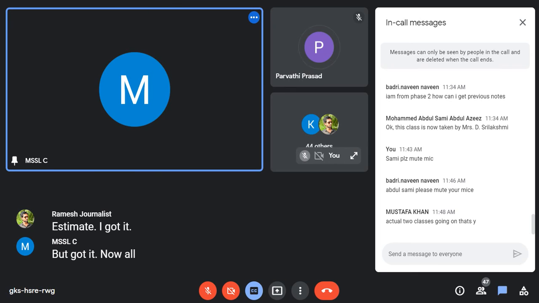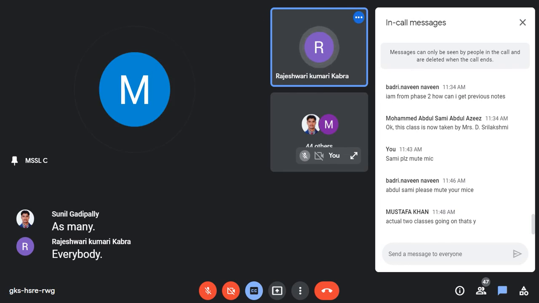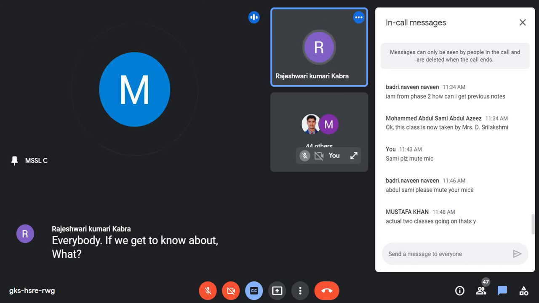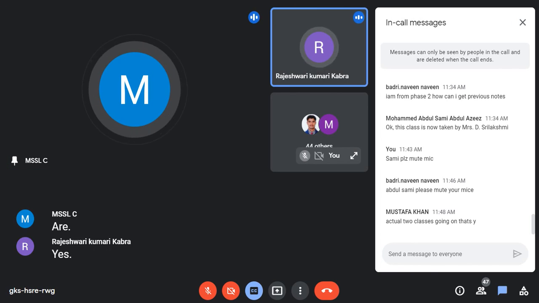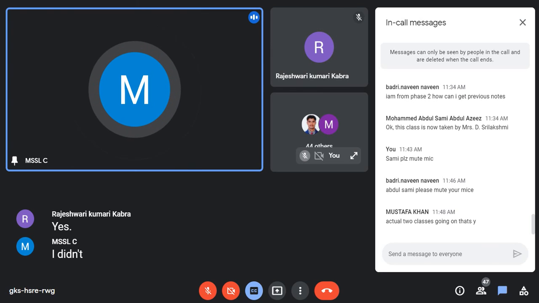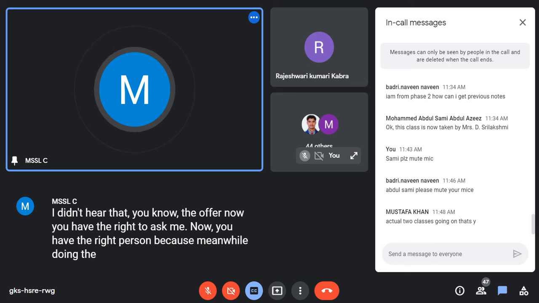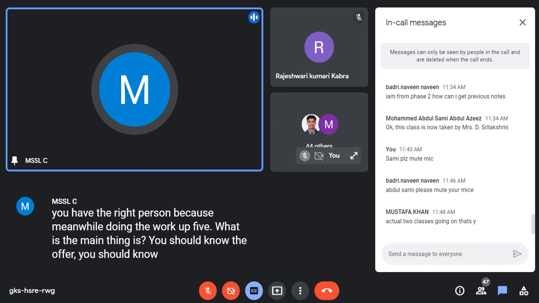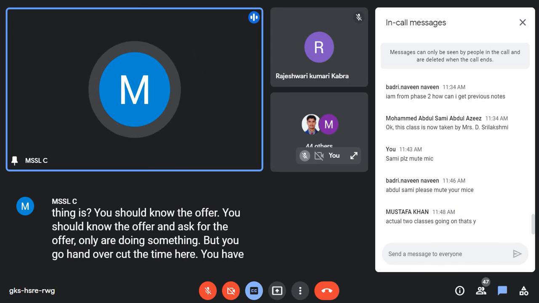Got it, all of you? Now they are searching for the child, and even then, if you get to know about the offer, then what? If you are searching for the child, you come to know about the offer and you find the child, what do you do? Immediately on handing over the child, you will ask for your amount. That means you know the offer. Now you have the right to ask me, because meanwhile, while doing the work, you learned of it through someone else. The main thing is that you should know the offer and as per the offer only you are doing something. At the time of handing over the child you will ask where is my reward, meaning you have the right to claim the amount. You know the offer.